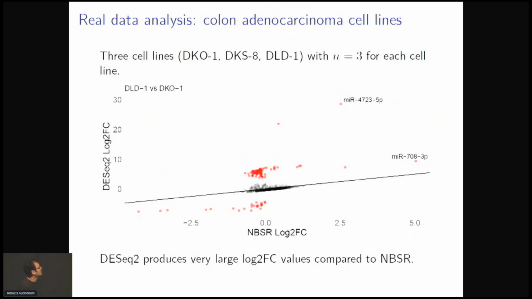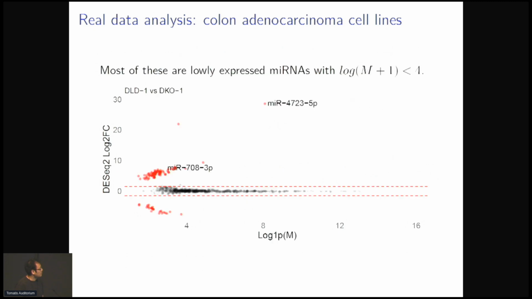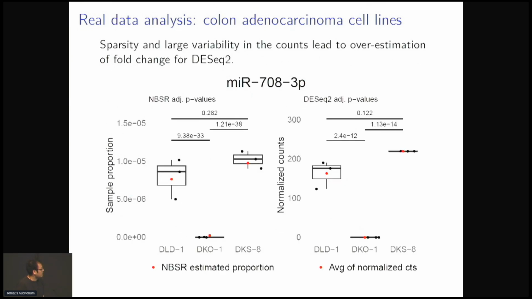The other important thing is that when the sample size is small, so n equal to 3 for this cell line data analysis, DSeq and HR estimate an absurdly large fold change for some of these microRNAs, the red points here. We looked at them, and most of them are lowly expressed. So this is the MA plot. A couple of them were relatively highly expressed, but looking at them, it's mostly to do with sparsity. So DKO1 is basically unexpressed.